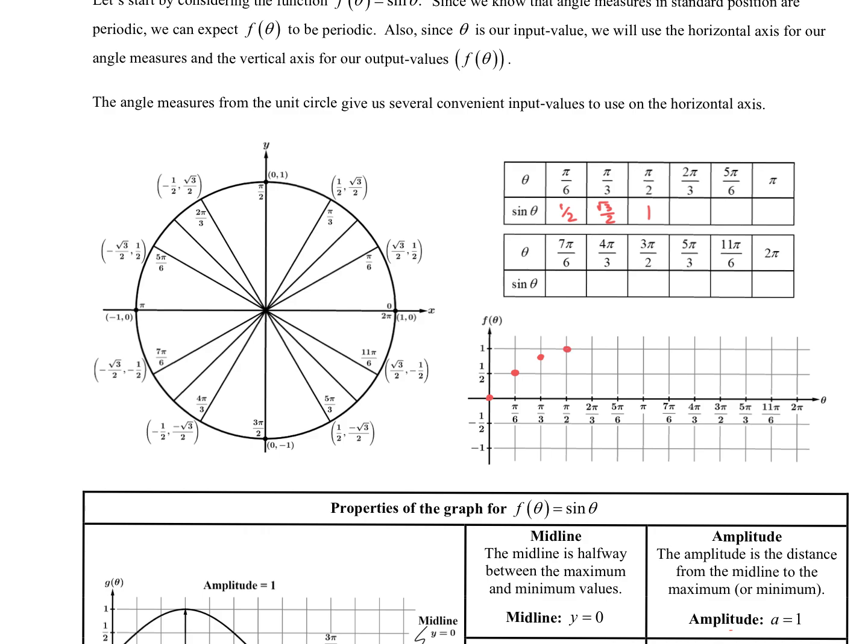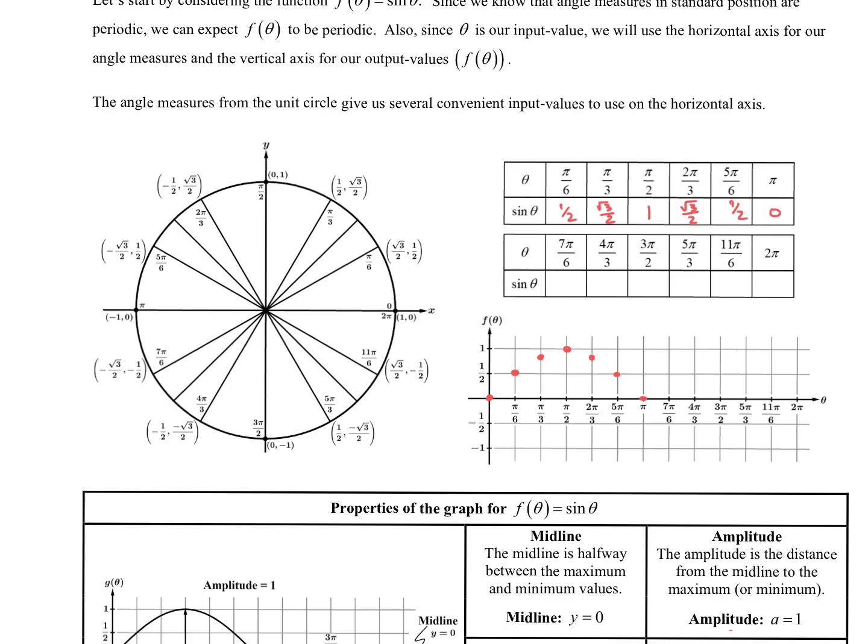Love that. All right, and so let's do 2 pi over 3. What are we at? Square root 3 over 2 again. All right, and then at 5 pi over 6, what's the sine of 5 pi over 6? 1/2. And so down to 1/2. And then at pi, what's the sine of pi? 0. And so right now the curve is looking like this. All right, let's keep going.